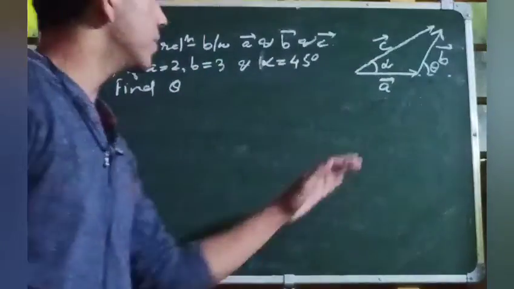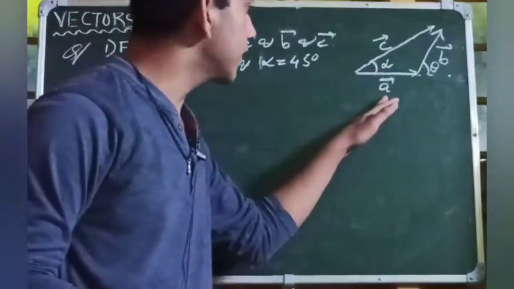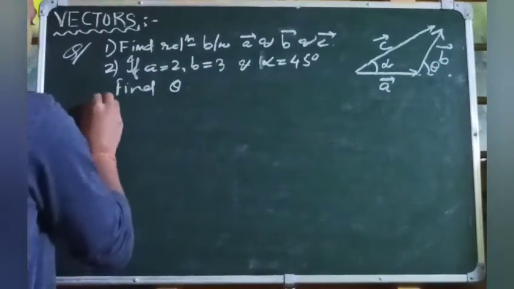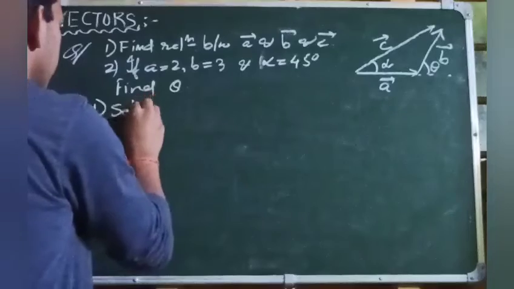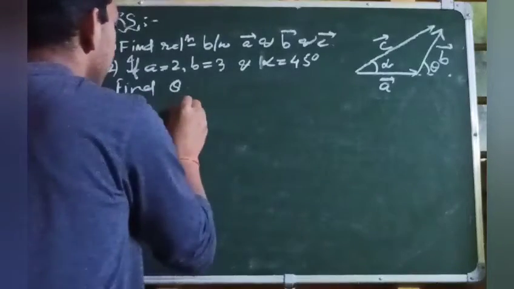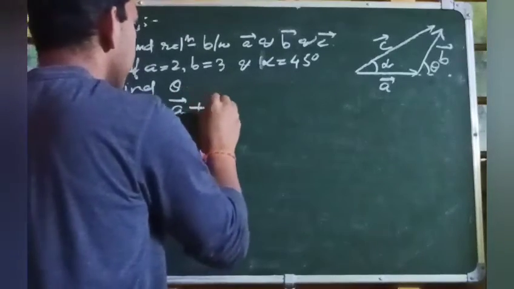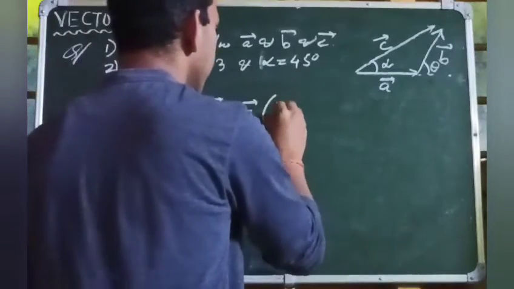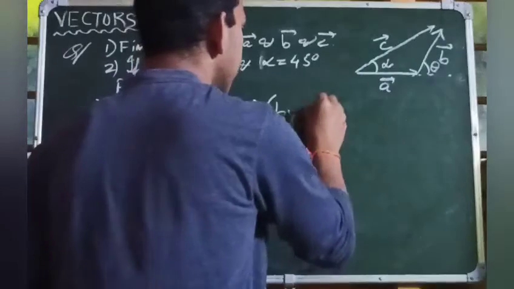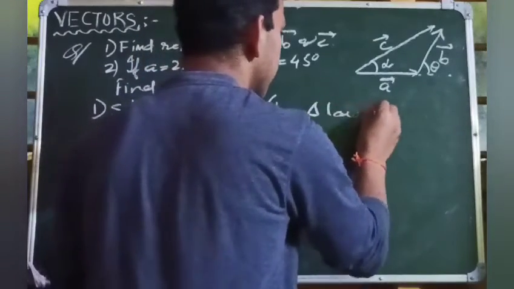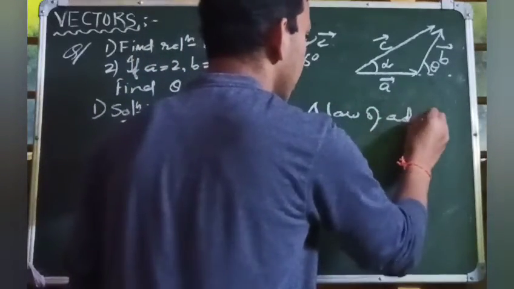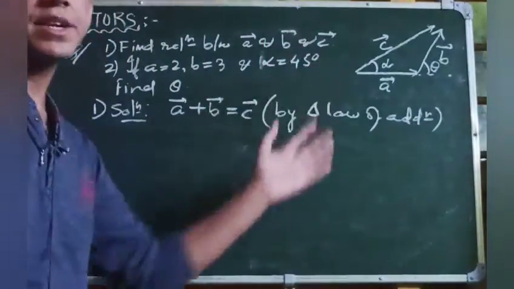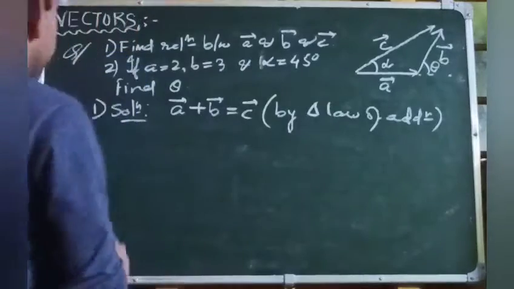So we can see from the triangle law of addition here, A vector plus B vector is basically C vector. So we can write the first solution as A vector plus B vector is basically C vector. We can see this by triangle law of addition of vectors, because C is basically the resultant of A vector and B vector.